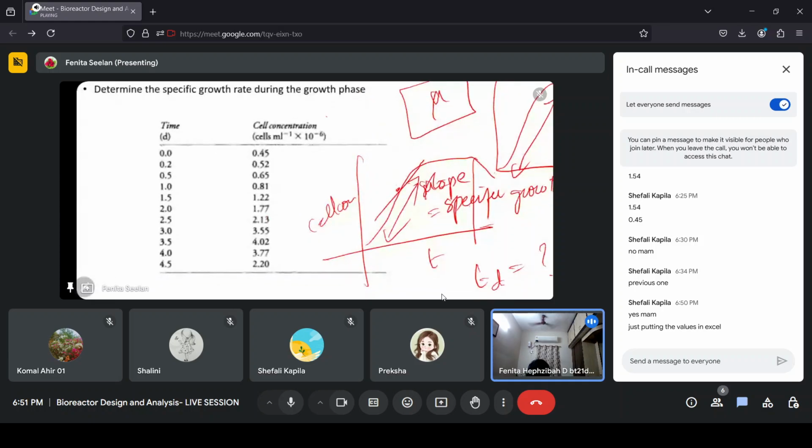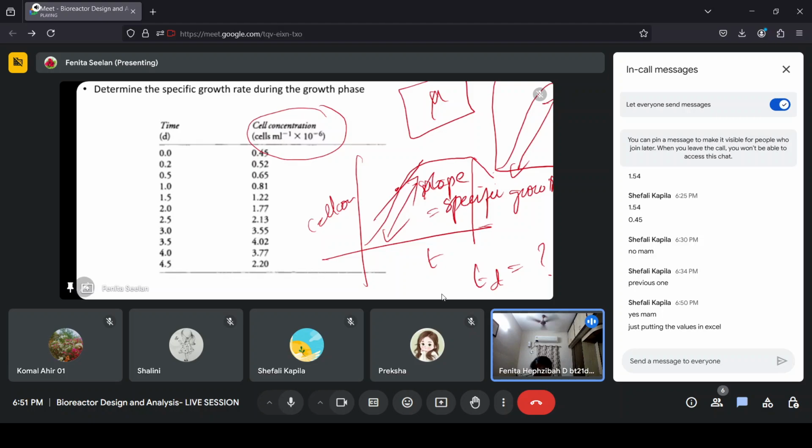We have the unit here into 10 power minus 6. Don't forget that when you are calculating.